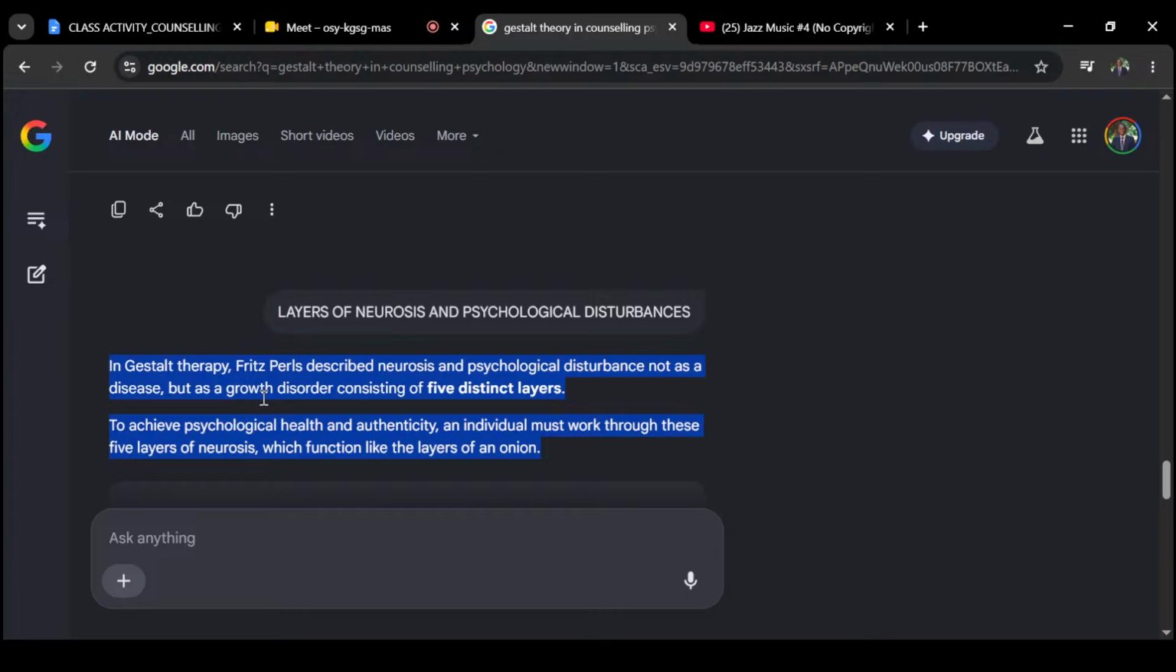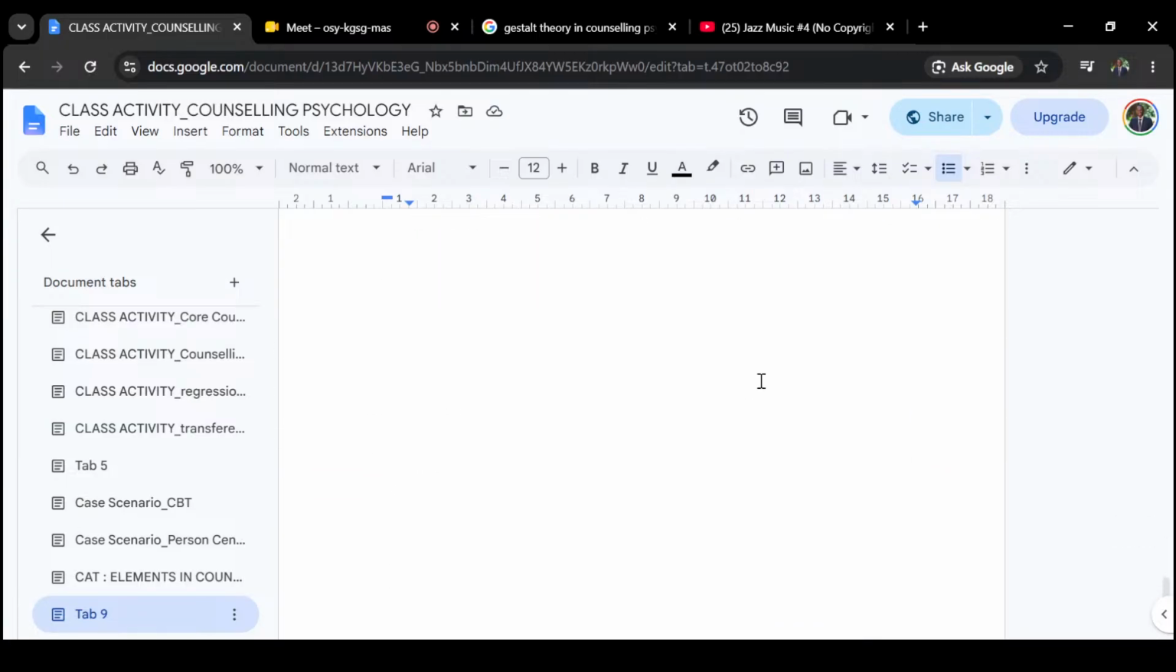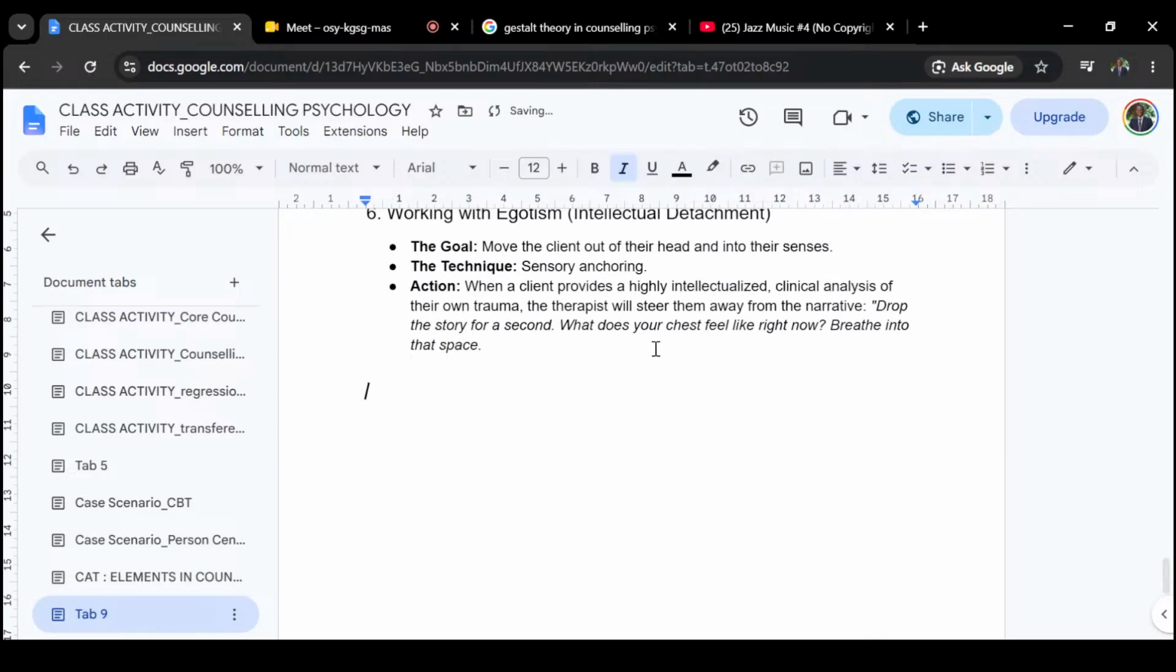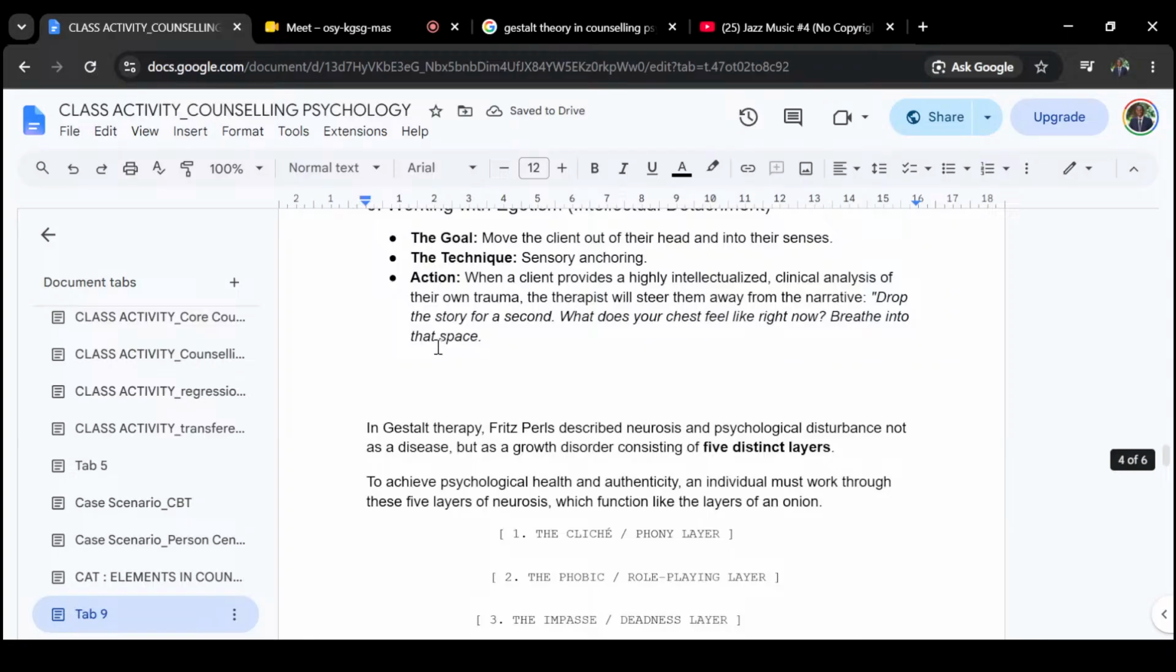So the 5 layers of neurosis. Number 1 is the phony layer. This is the surface level where people act in inauthentic, stereotyped, or role-based ways. Examples include small talk, social masks, and games. People play to avoid deeper engagement. It reflects a cliched or fake mode of relating.